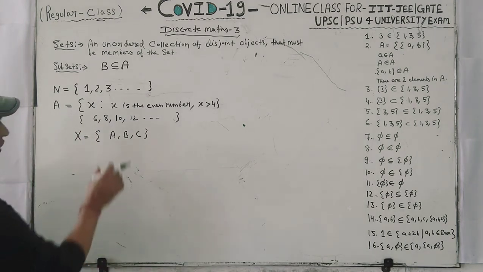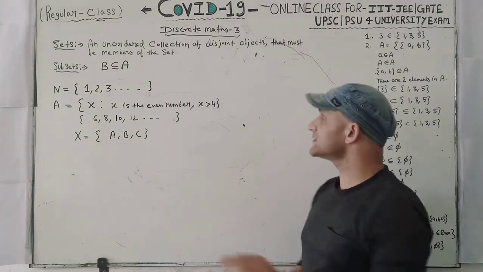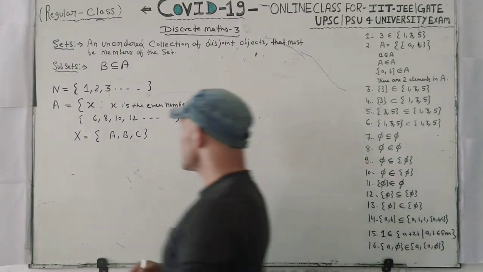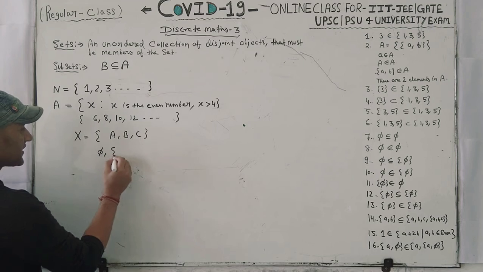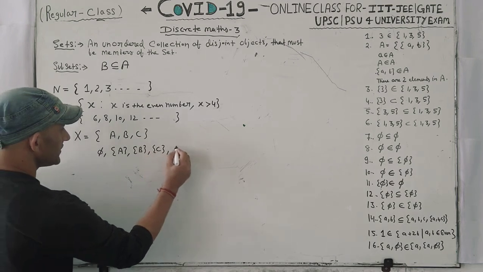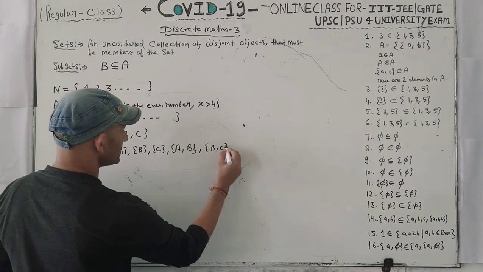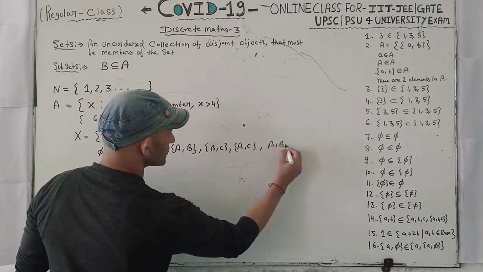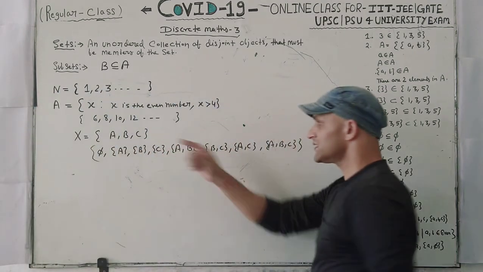This is a set. So how many subsets are possible in this set? We have already discussed this in lecture number 2, in the binomial theorem. So the total subsets are: first the empty set, second {A}, and these are the subsets, this is a subset, this is a subset, and at last this is also a subset. These are the total subsets of this set.